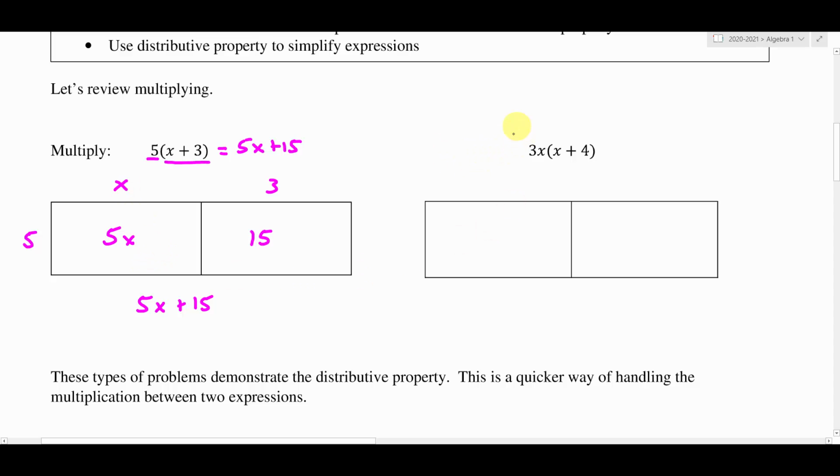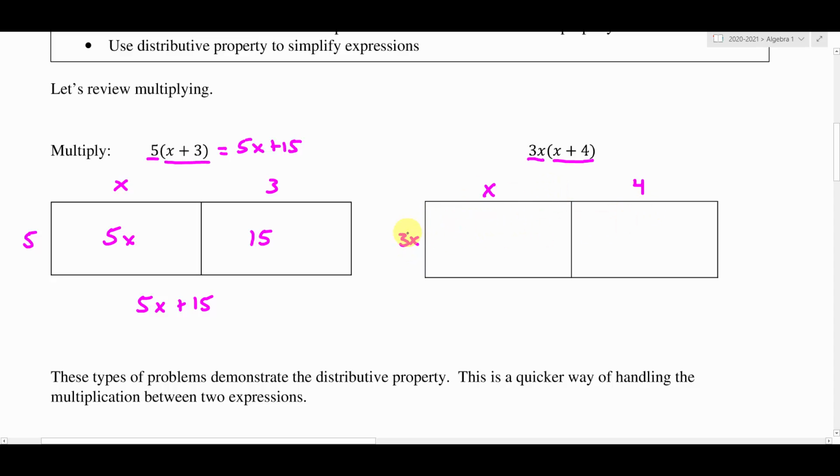Let's do it one more time over here. We've got 3x times (x plus 4), right? So we're taking 3x multiplied by (x plus 4). Those are the two things that we're multiplying. There's one term in this one, so I'm going to let that represent the height. There's two terms in this one, so I'm going to put this across the top here. So we have x and 4, right? Positive 4 because it was a plus 4.